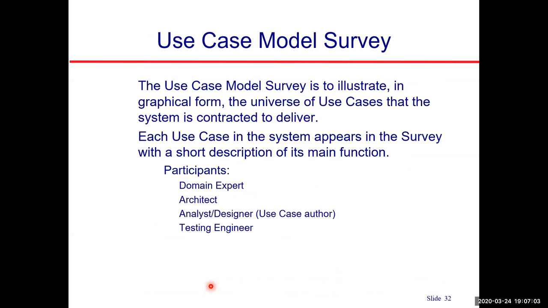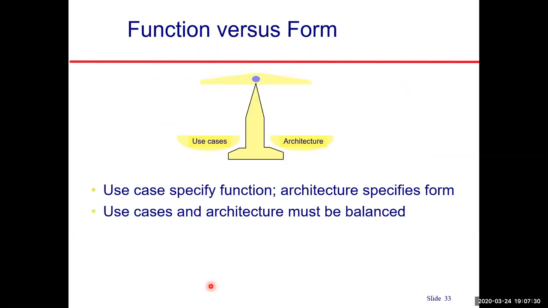So the use case model serves to illustrate in graphical form the universe of use cases that the system is contracted to deliver. طبعا use case بيعملها domain expert, architects, testing engineers, كلهم هذول عبارة عن بعطوا description للmain functions في داخل النظام. وبالتالي نحن use case specify functions, architecture للنظام specify form. وبالتالي use case والarchitecture لازم تكون واضحة لحتى تصمم نظام بشكل جيد.